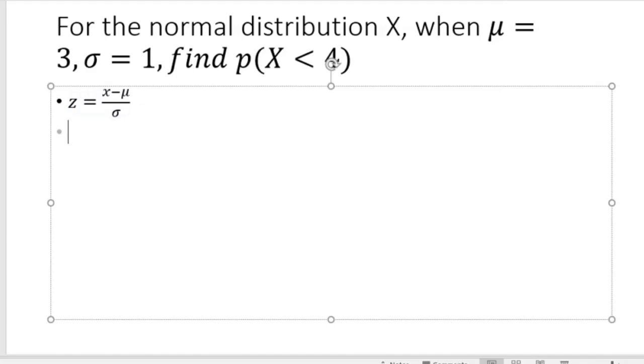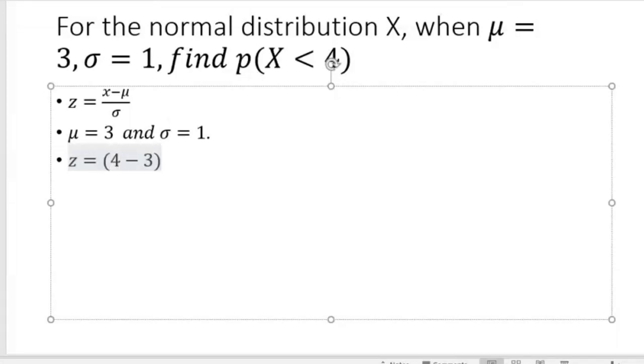Now in this question, what is given? It is given mu equal to 3 and sigma equal to 1. These two pieces of information will be given to you in the question. So now let us substitute and find what z is. Taking x equal to 4, z equals 4 minus 3 divided by sigma, so it is going to be equal to 1. First, find the value of z.